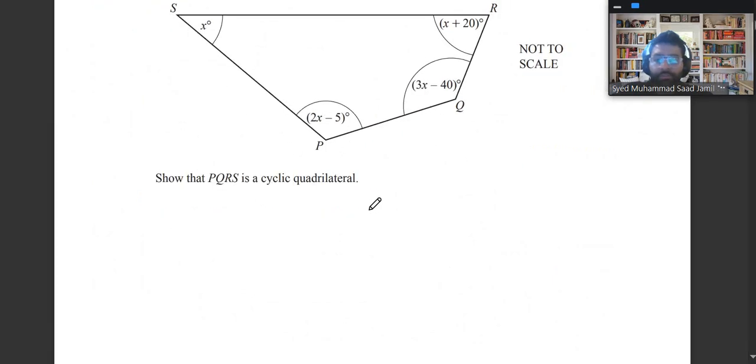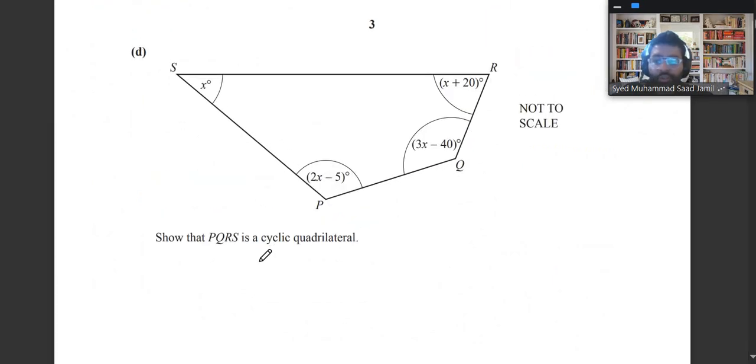Next question. It says show that PQRS is a cyclic quadrilateral. Now before we begin this question, you guys need to understand that a cyclic quadrilateral is one in which the opposite angles, for example this is opposite to this, this is opposite to this, the sum of the opposite angles is equal to 180 degrees. So let me write this down. So I have already written.